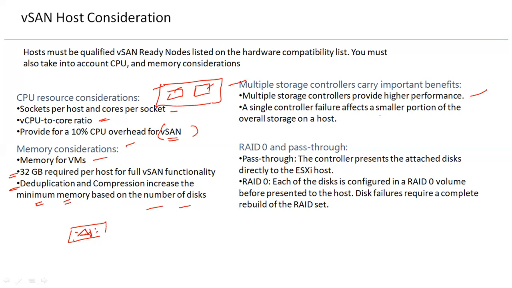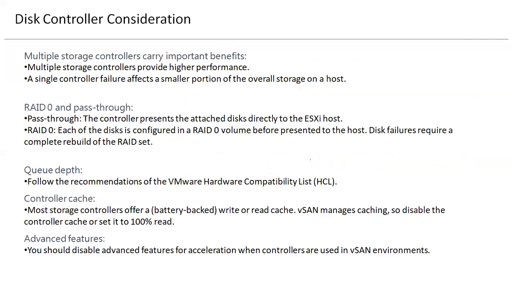A single storage controller failure affects only a small portion of the overall storage in the host. A controller could be in RAID 0 or pass-through mode. That is my storage controller. In pass-through mode, the controller presents the attached disks directly to the ESXi host, whereas in RAID 0, each disk is configured as a RAID 0 volume before being presented to the host. A disk failure requires a complete rebuild of the RAID set configured in RAID 0. So the recommendation is always to go with pass-through mode while selecting the disks, while preparing your host for configuring the vSAN environment.